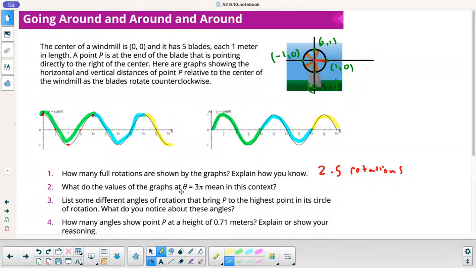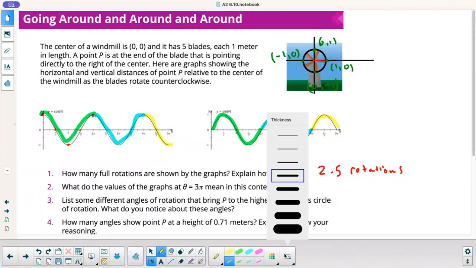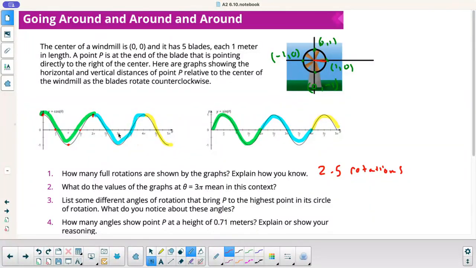So what are the values at theta equals 3 pi? Okay, so 3 pi is right here. This would be right here. 3 pi is -1. So that would mean that the horizontal distance is -1. And then over here at 3 pi, it's at 0. So this would mean the vertical distance equals 0.